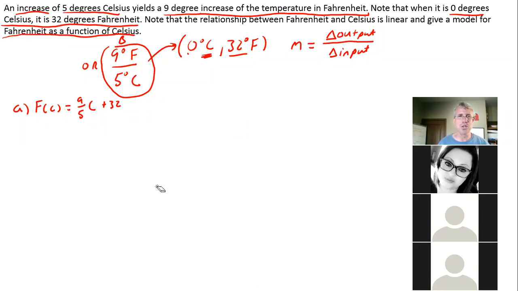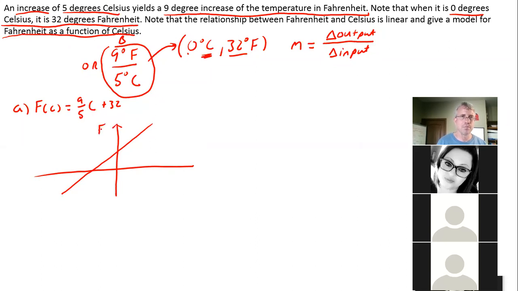There was no interpretation. When I look at this, if I were just going to do a quick sketch on the graph, not as ugly as that, hopefully. The intercept's going to be up here. It has a positive slope, so it's going to be a line going like this. Does that make sense? Fahrenheit output, Celsius input.